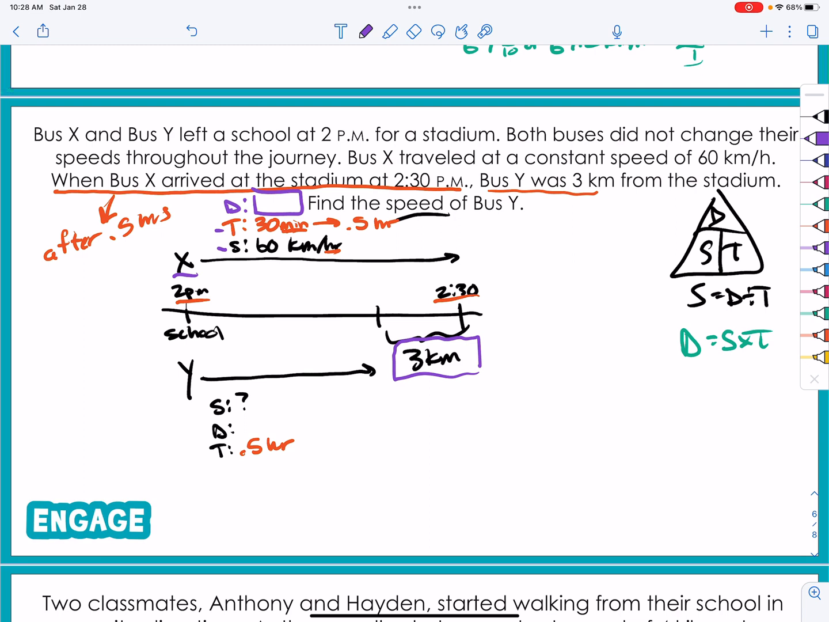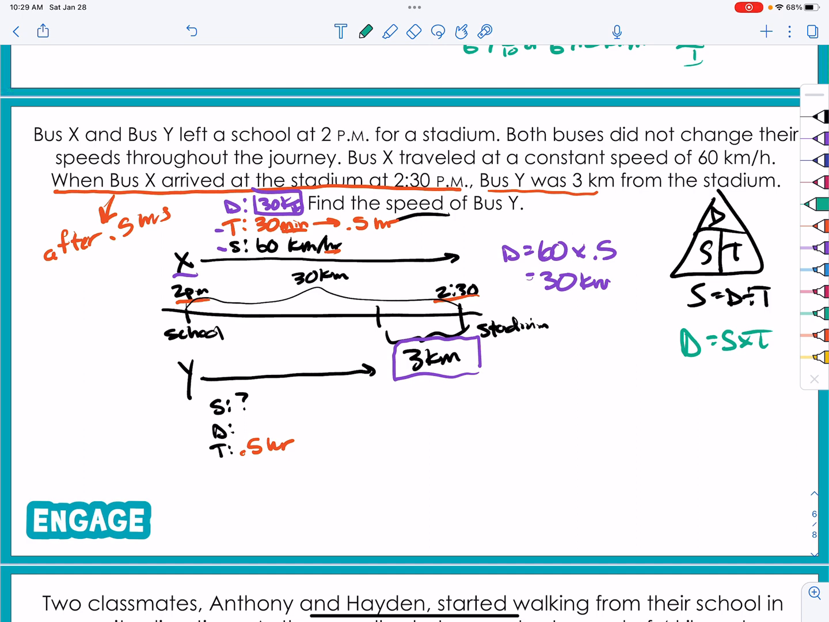So let's calculate Bus X's distance. Distance equals speed times time. 60 kilometers times half of an hour. Half of 60 is 30. So they traveled 30 kilometers. So that school to the stadium has a total distance of 30 kilometers.